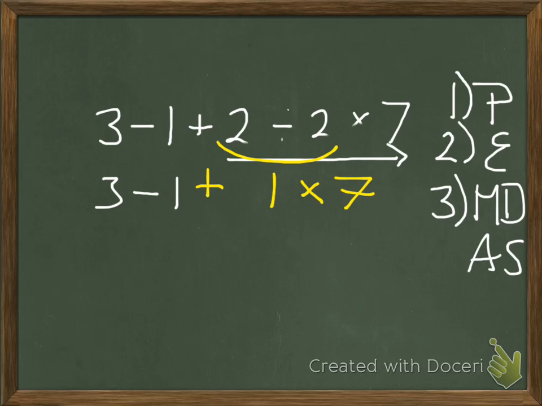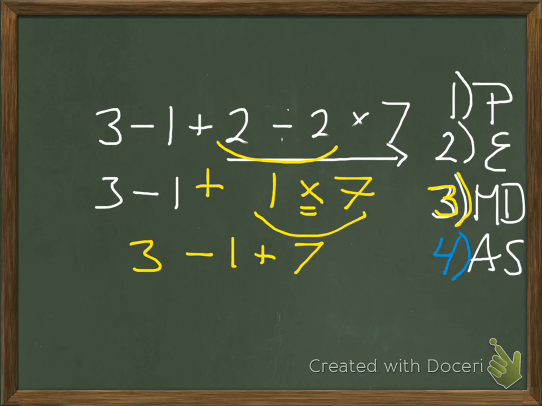Now in the same step, we're now going to move over to this multiplication, and we're going to do 1 times 7, which is 7. The 3 is still there, the minus 1 is still there, and the plus sign is still there. Now, we have taken care of step 3, the multiplication division. Step 4 is to then finally deal with the addition subtraction.